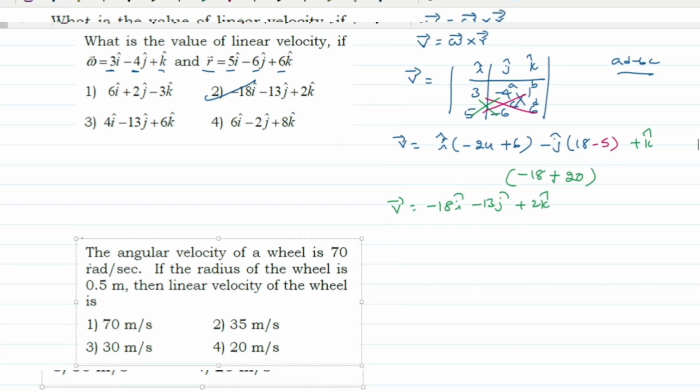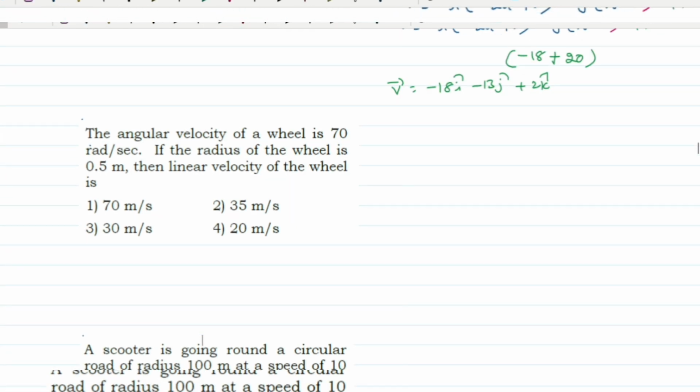Let us see the next question. The next question says the angular velocity of the wheel is given as 70 radian per second, and if the radius of the wheel is 0.5 meter, the linear velocity they are asking. You know the relation is V equal to R omega, which is nothing but radius 0.5 meter and angular velocity 70 radian per second. So cancel the decimal and the 10, 5 into 7 will be 35. This is 35 meter per second, the correct answer.